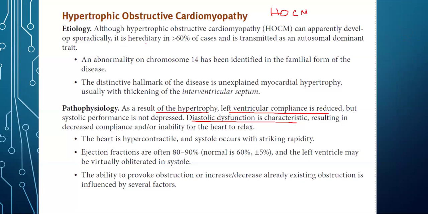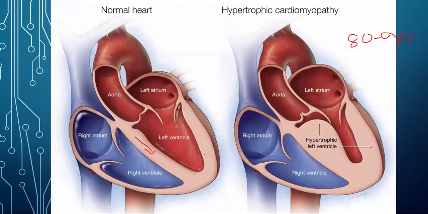In HOCM, in more than 60% of cases, it is autosomal dominant. So there is a hereditary pattern in this patient. The distinctive hallmark is unexplained myocardial hypertrophy, especially thickening of the interventricular septum. Because the septum and the heart become very hypertrophied, the heart becomes hypercontractile and systole occurs with striking rapidity. In these patients, systole will be very rapid and strong. So ejection fractions are often 80 to 90%. Okay.